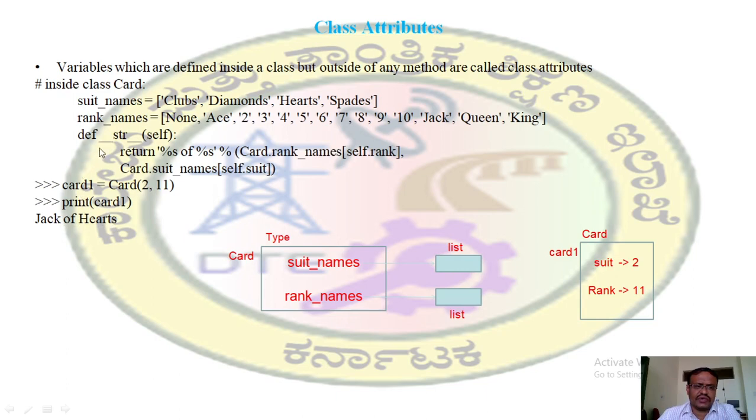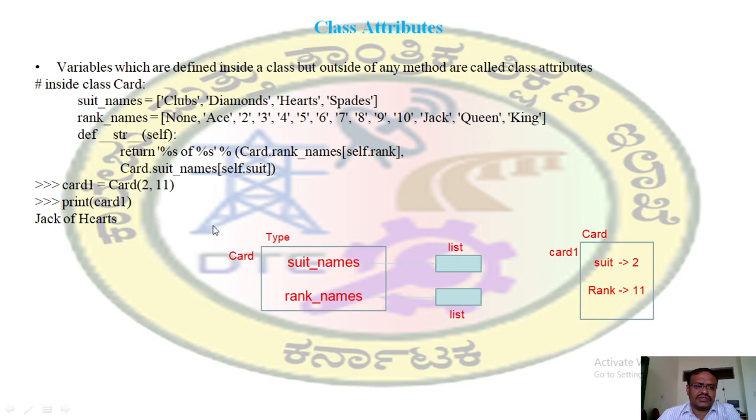So that is how you can declare attributes within a given class. An attribute is something like variables which are defined within a class but outside of any methods, called class attributes. So here are the two class attributes I have: suit names and rank names, right?